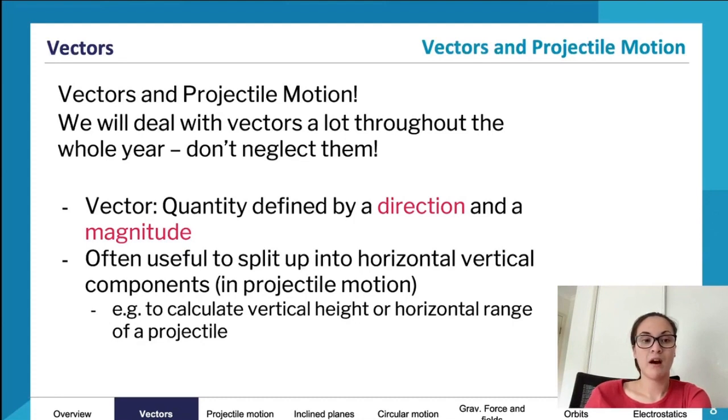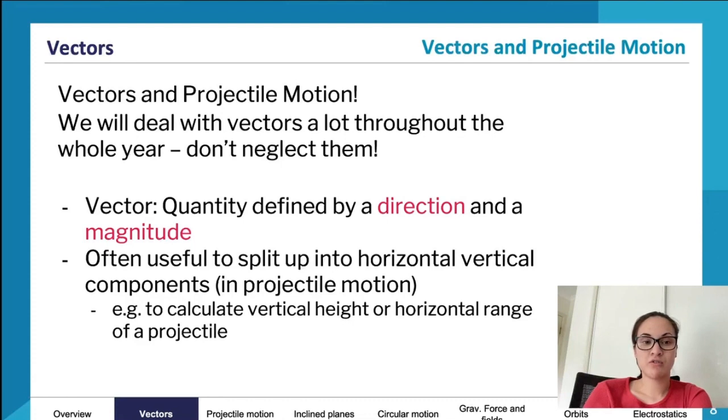A vector is a quantity defined by a direction and a magnitude. For instance, say a boat was going east at 10 kilometers an hour. That has not only direction, but it also has magnitude, the direction being east and the magnitude being 10 kilometers an hour. If you were to just say it's going east, then that's not a vector, that's a scalar quantity. So you've got to make sure it has both of those.